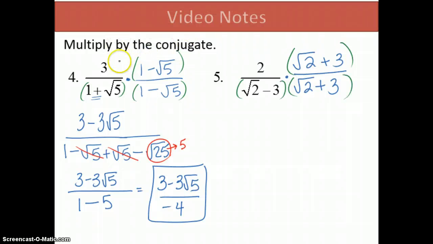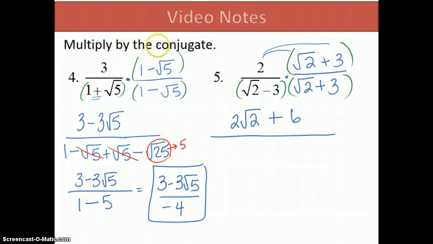And then we're going to distribute on the top: 2 root 2 plus 2 times 3, which is 6. And then on the bottom, if we FOIL all this out, we're going to have square root 2 times square root 2, which is square root 4. Our outer term is 3 root 2, so plus 3 root 2. Our inner term is minus 3 root 2. And then our last term is 3 times 3. It's a negative, so negative 9.